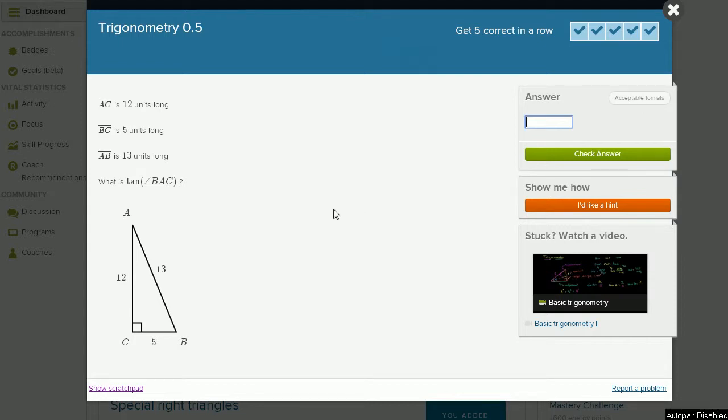So, in this video, we are challenged with a trigonometry question. It's actually very simple. They want to find out what is tangent BAC. So, let's try to reconstruct just this triangle. So, it's 12, 13, and 5.